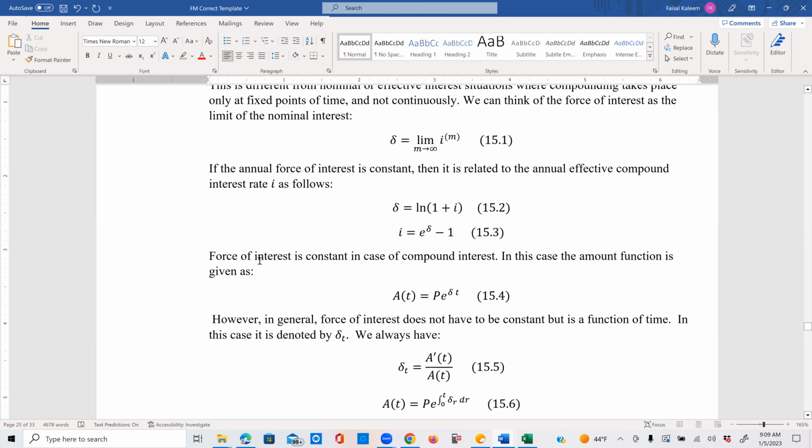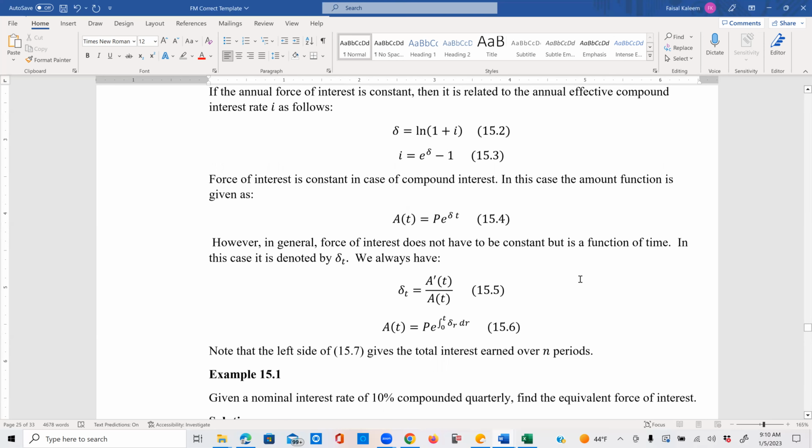And remember that force of interest is constant only in case of compound interest. So anytime you're given a constant force of interest, you know that it's equivalent to an underlying compound interest according to this equation, 15.3 or 15.2. Which means that in the case of constant force of interest, the amount function a(t) is equal to P e to the power delta t. P is the principal as always, t is the time.